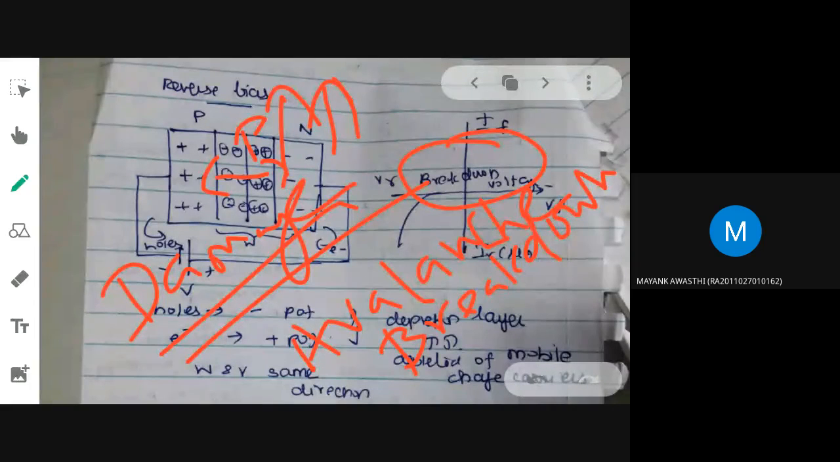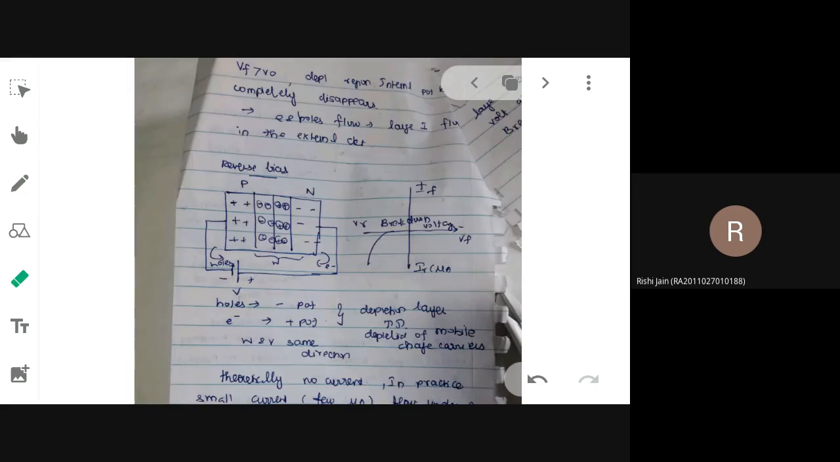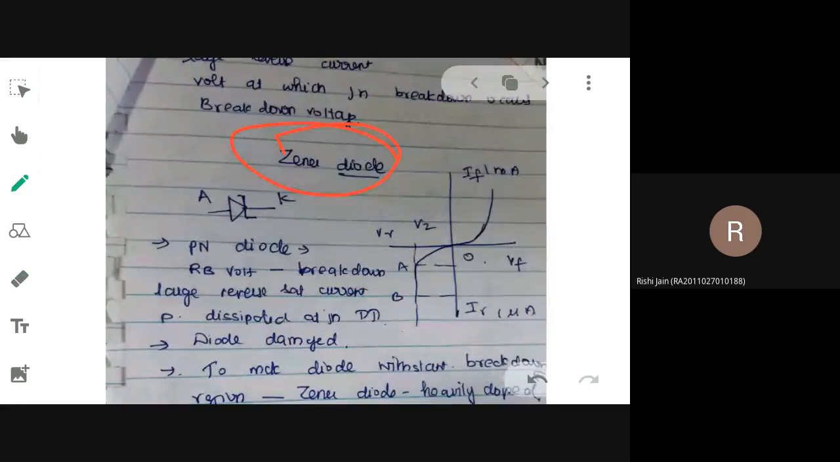But you want a diode to operate in the reverse bias condition also without getting damaged. For that, you can increase the doping of this diode. You know what doping is? Adding of impurities. So you add a higher level of impurity to the diode. Then that diode will be turned into another diode called a Zener diode. And why are you doing that? Why are you converting the original diode into a Zener diode?